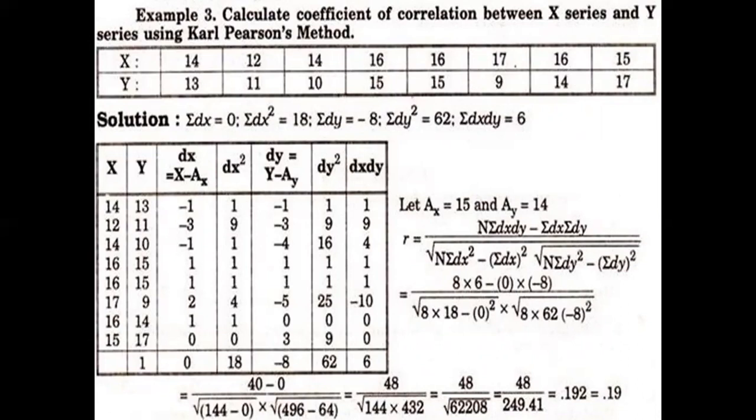So n value will be 8 when we compute the values. So here again draw the table. X and Y value we have inserted. Then we need to calculate the deviation from X. So here in this question we have assumed that the assumed mean for X variable is 15. You can assume any mean. By assuming that mean, you can get the values as we are getting here. So in this question we are assuming that the assumed mean for X variable is 15 and the assumed mean for Y variable is 14. Now do the calculation.